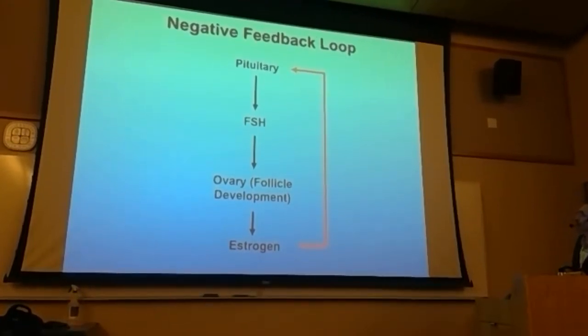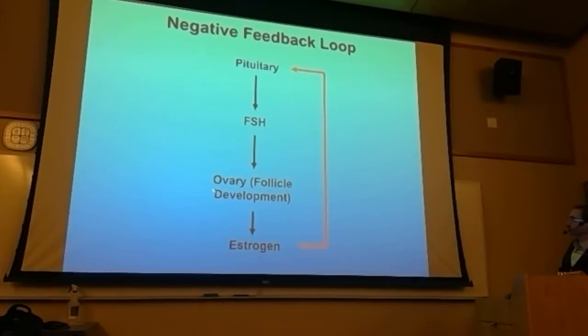Here is a graphical depiction of that negative feedback loop. Estrogen secretion by the ovary. Control begins in the pituitary axis. The pituitary gland elaborates follicle-stimulating hormone from the gonadotropes located in the pituitary gland. The gonadotropes located in the pituitary gland elaborate FSH.